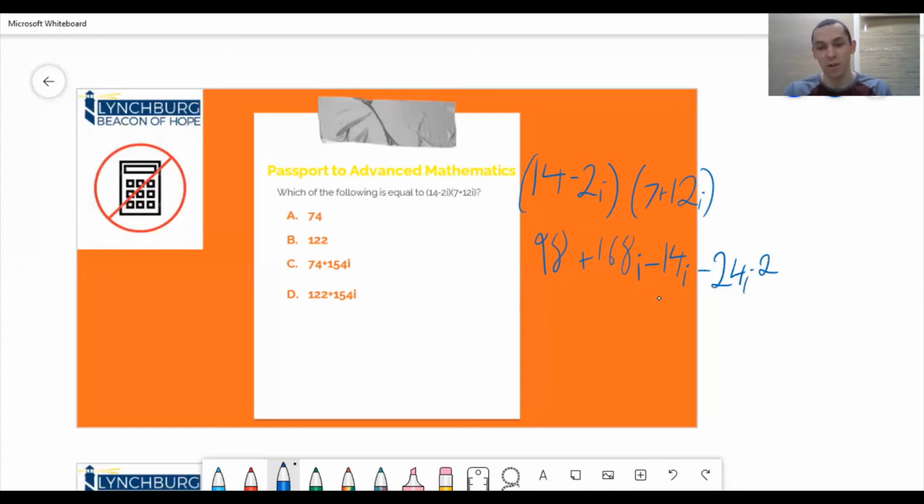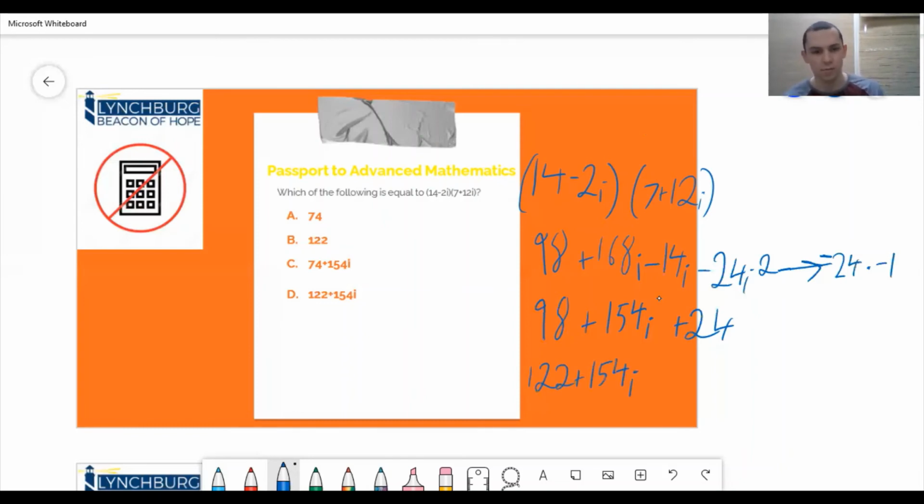So that being said, i squared was -1. So if we replace that, and I'm just going to bring everything down, we have 98. We go ahead and combine these two: 168i minus 14i is positive 154i. And this is -24 times -1, which is positive 24. So then we combined our like terms, and we combine our last two terms, and we get 122 plus 154i. Good.